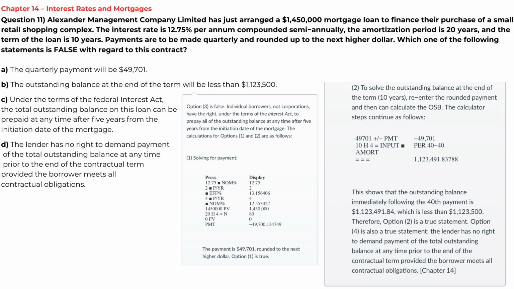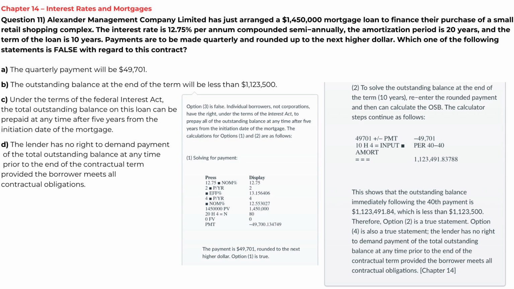Option 3 is the false statement, thus the correct answer here. Individual borrowers, not corporations, have the right, under the terms of the Interest Act, to prepay all of the outstanding balance at any time after 5 years from the initiation date of the mortgage. The calculations for options 1 and 2 are as follows.